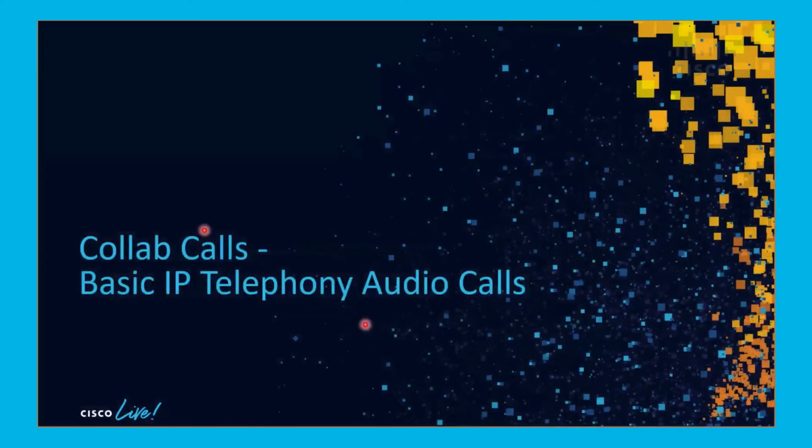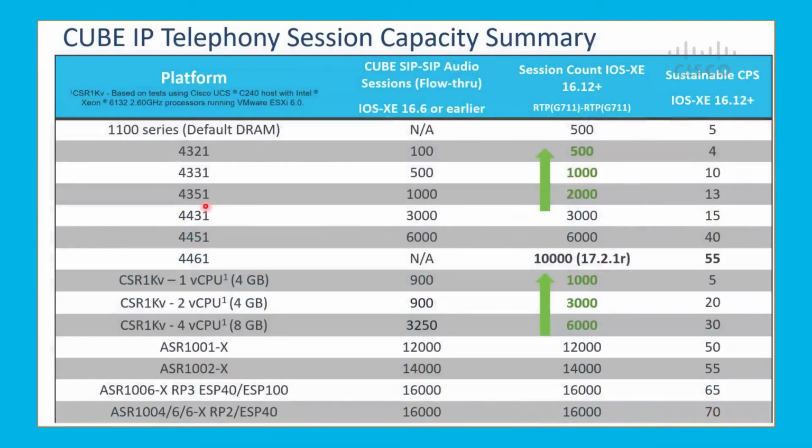Okay. Let's move on to collab calls. These are basic IP telephony audio calls. So let's take a look at the numbers. A few things: we are only going over the current Cube platforms, which are the ISR 1100 series, the 4300 and 4400 series, the CSR 1000V series, which is with 1, 2, and 4 vCPU, along with the memory options for the CSR 1000V, 4GB and 8GB, and then the ASR 1001X, 1002X, 1006X with RP3, and 1004, 1006, and 1006X with RP2 and ESP40.